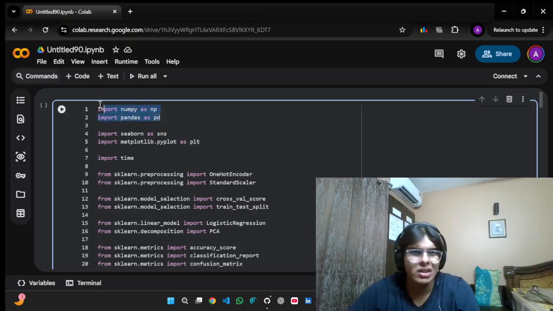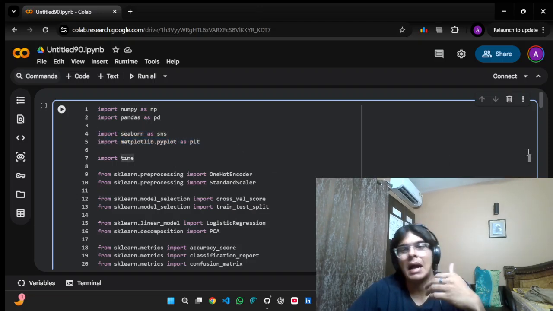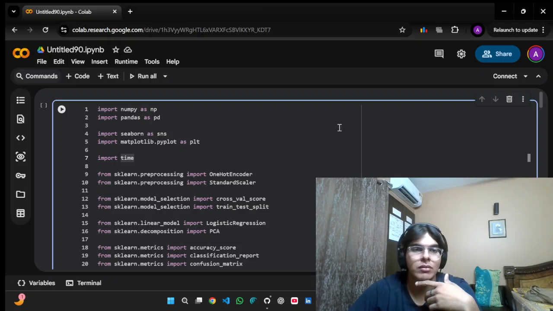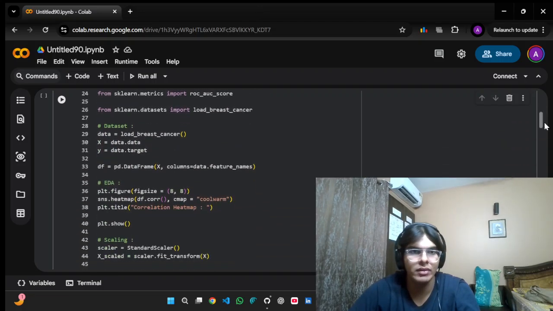So these are our two standard libraries that we implement: NumPy and Pandas, the goat of machine learning. Seaborn and Matplotlib for the visualization. Time, I'll tell you why we have imported time. This was for the inference latency that we calculated later. All of these are relevant to the model. We will discuss them later. First, let's get on with the EDA.